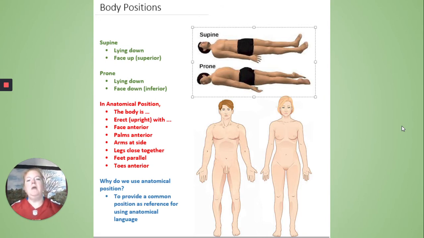Okay, so it's again a frame of reference that will be used forever in anatomy, okay, in this class. The other two main body positions, you have supine and you have prone. Supine, lying down position with face up. Prone, lying down position with face down. I remember it because supine has the word up in it. So supine, your face is up.